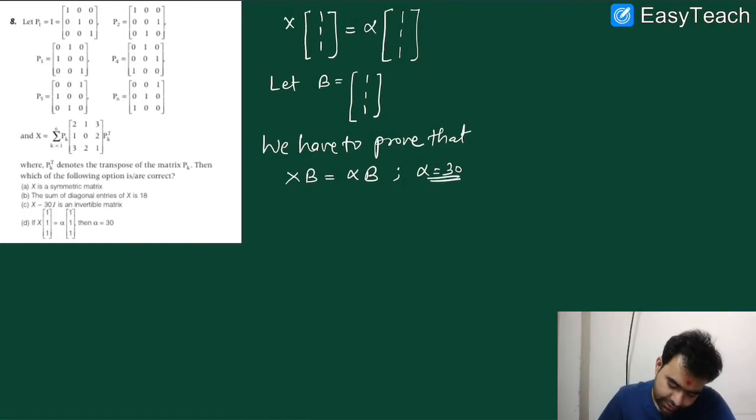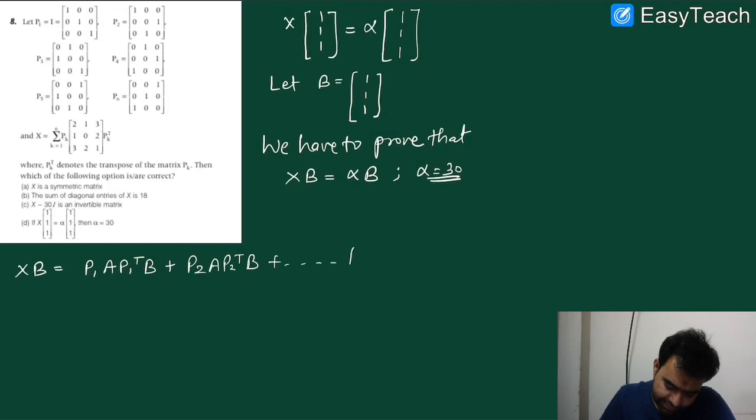So here let us calculate X into B. Now what is X? X is P1 A P1 transpose into B plus P2 A P2 transpose into B till P6 A P6 transpose into B.